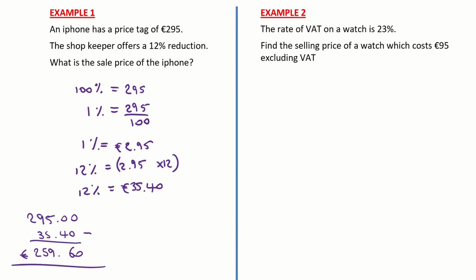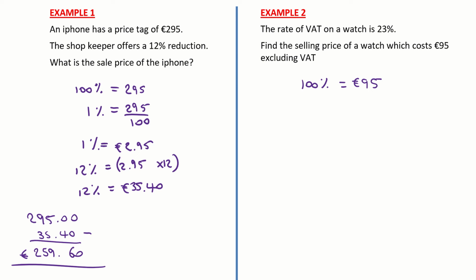Looking over now on example 2, I'm going to do it very similar. The rate of VAT on a watch is 23%. Find the selling price of the watch, which costs €95 excluding VAT. Okay, so we have the price of the watch before the VAT is €95. So it's kind of similar to the first one there with the iPhone. So I'm going to set it up that 100% is the value of the watch, which is €95. I want to basically increase the price of that watch by 23% because the €95 excludes the VAT.